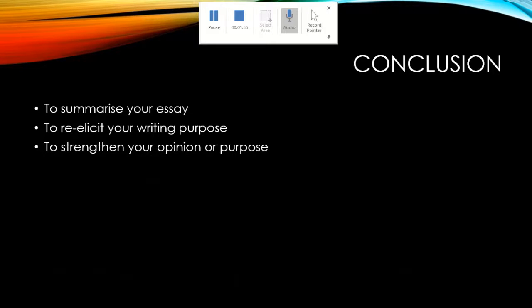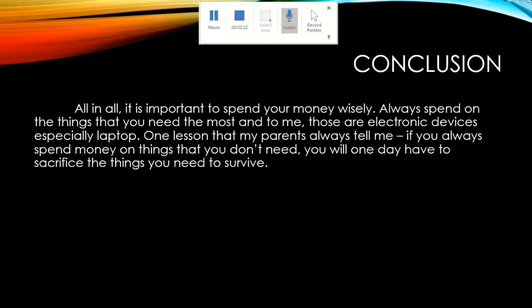Now, we still need to write a conclusion to end our essay. We can skip the conclusion if we lack time, but it is advisable not to do so, as it helps to summarize our essay, re-elicit our writing purpose, or strengthen our opinions or purpose, which makes our essay even more convincing. Now, let's take a look at the sample of the conclusion.